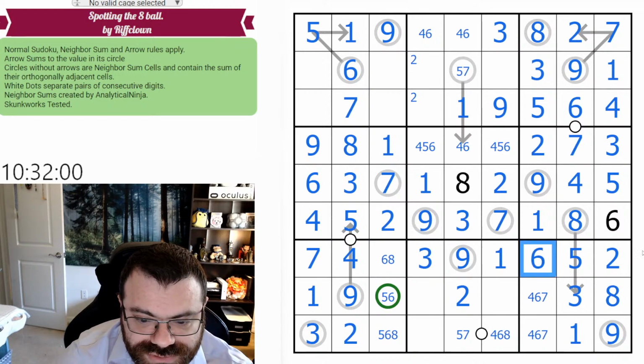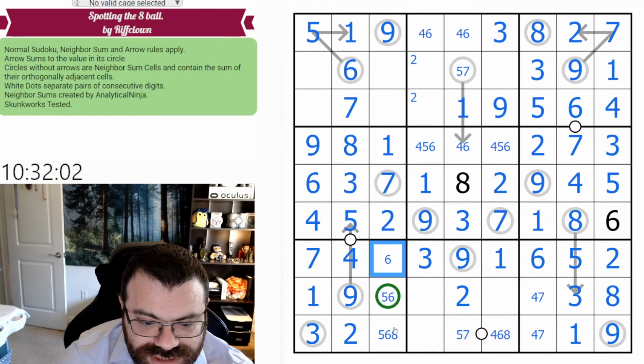This 7 does see over, so that's 6. This is 8. That leaves a 5, 6 pair here.